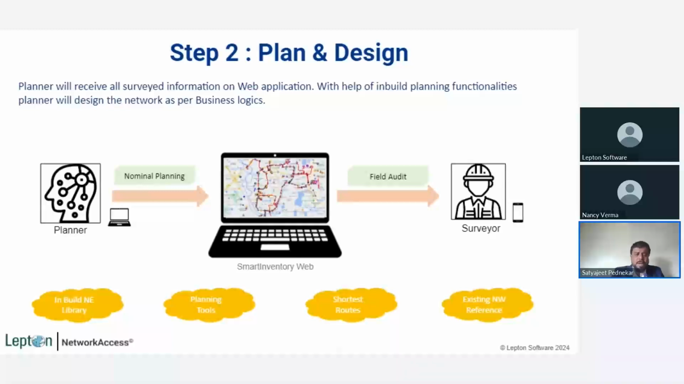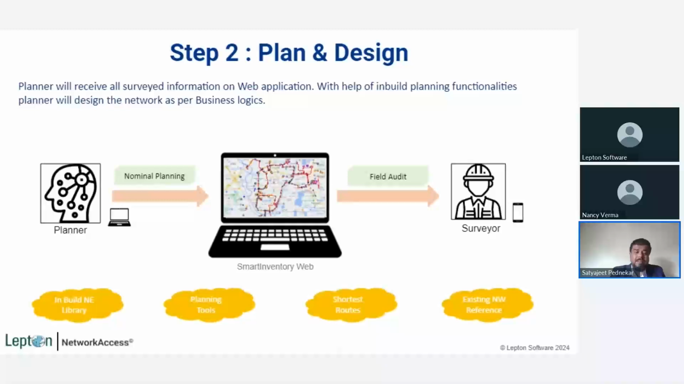He will recommend to the planner, and this process of plan and design will get formalized in maybe zero iterations or maybe multiple iterations. But this is again the communication mechanism of the planner and the surveyor through the Smart Inventory mobile and web application to do the final plan and design.